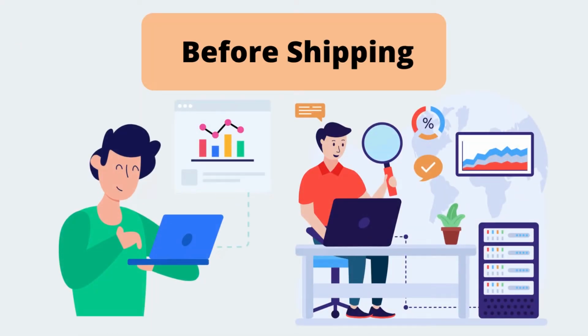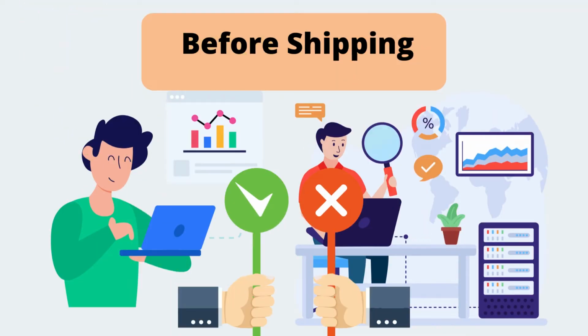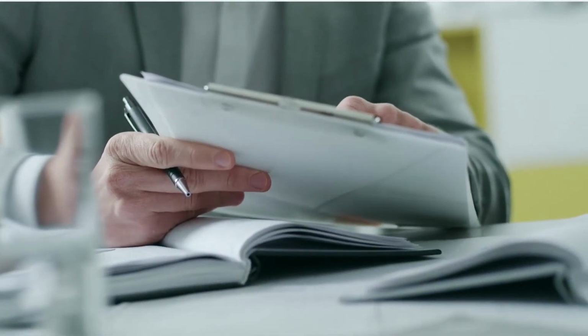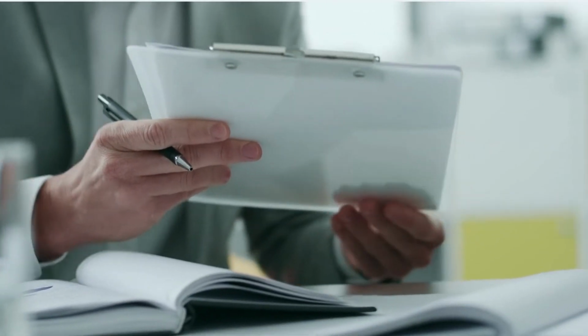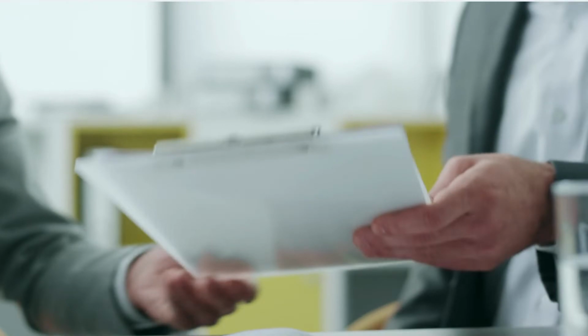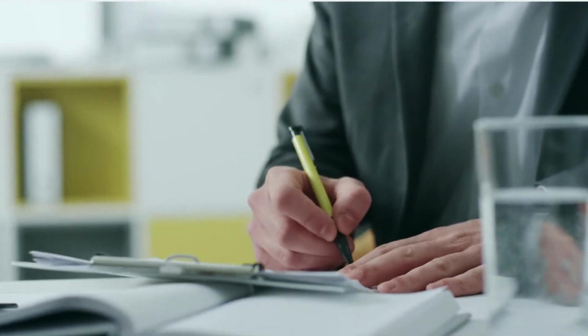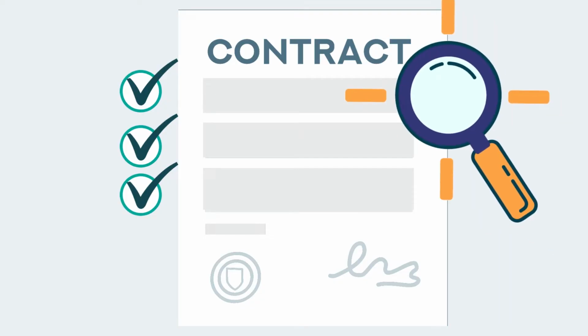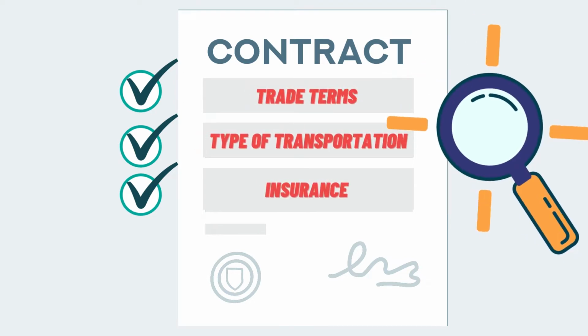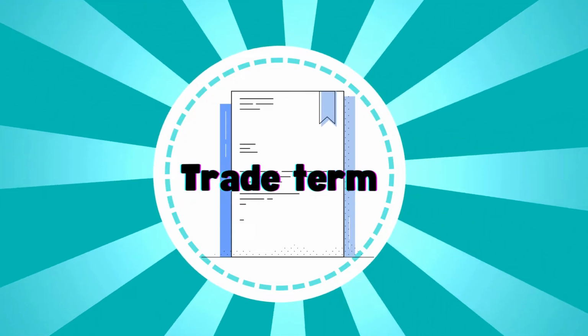The first part, before shipping, or you can call the most important part. This part will decide whether importing goods to the USA is successful or not. Before you decide to sign a sales contract with your supplier, all terms and conditions need to be clear and profitable for both parties. Some parts in the sales contract you need to communicate with your supplier are trade terms, type of transportation, insurance.